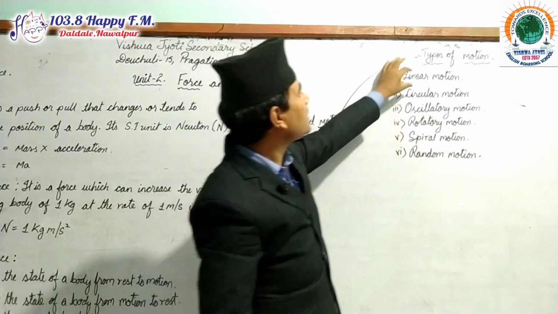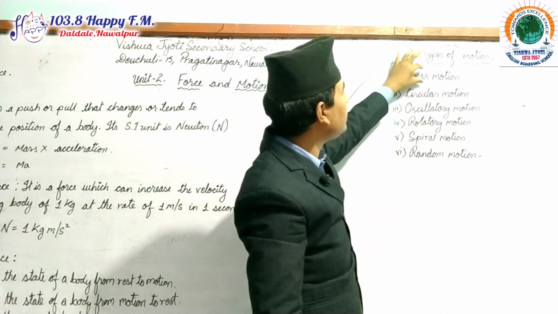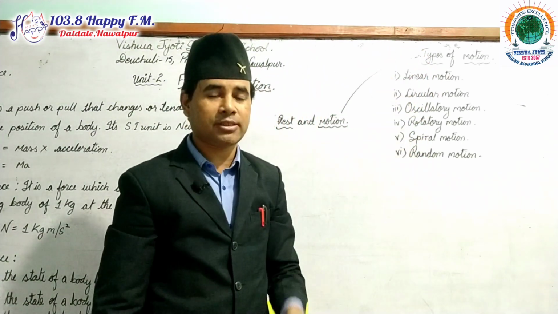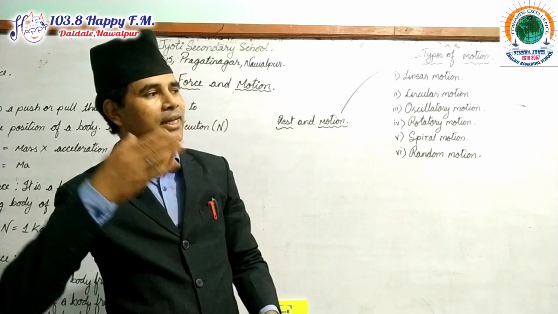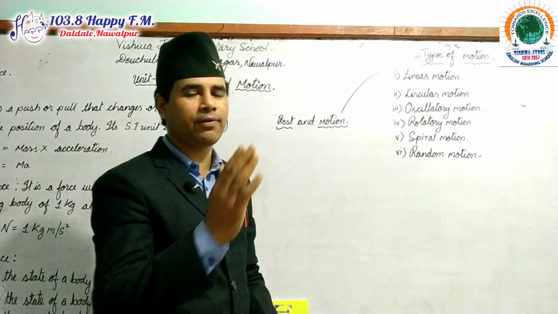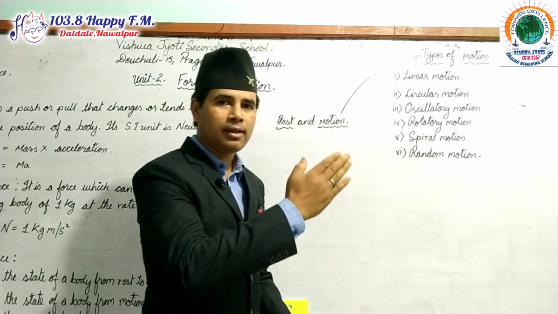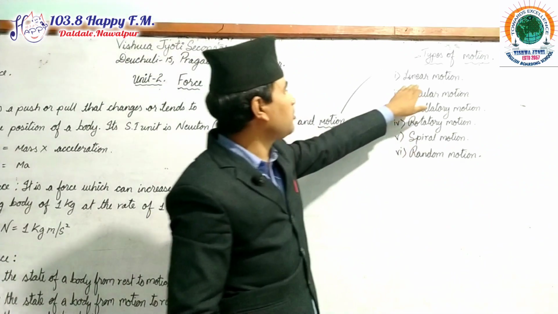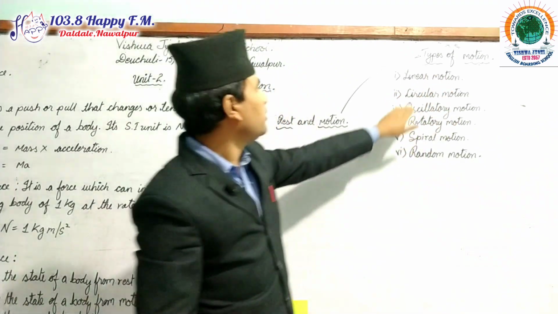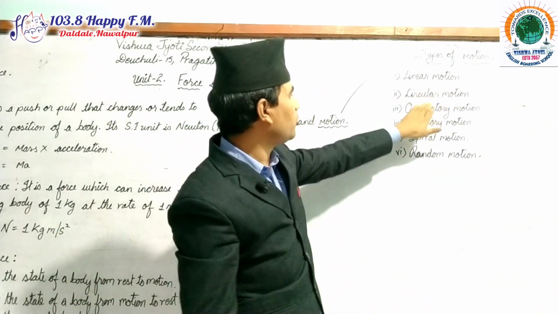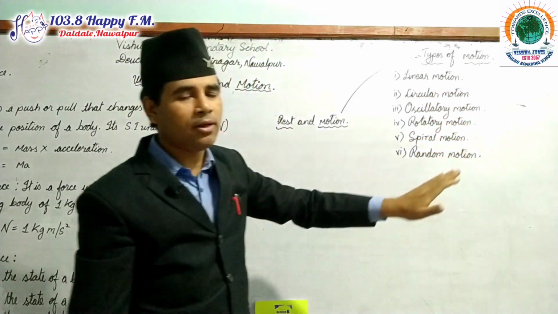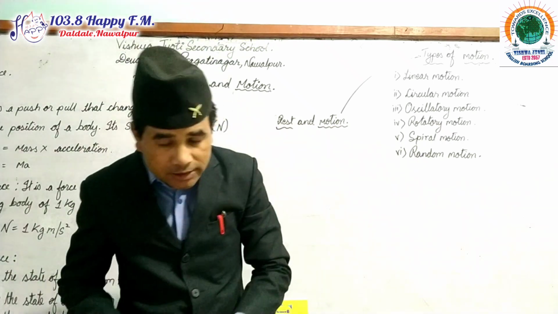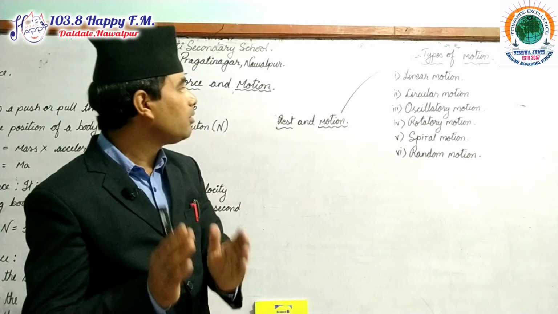Now, what is linear motion, my dear students? Linear motion is also called translatory motion. Translatory motion means going in a straight line. Again, listen very carefully: going in a straight line. The type of motion which moves in a straight line is called linear motion or translatory motion. For example, when you kick a ball very slowly, it goes in a straight path. That is called linear motion.